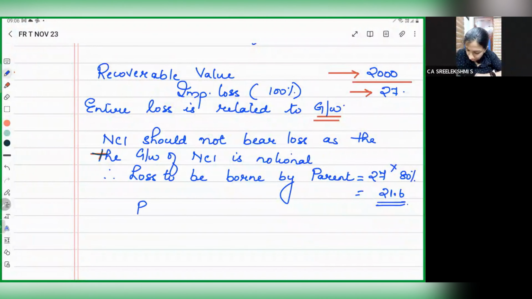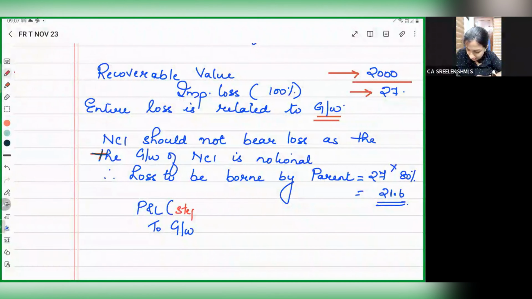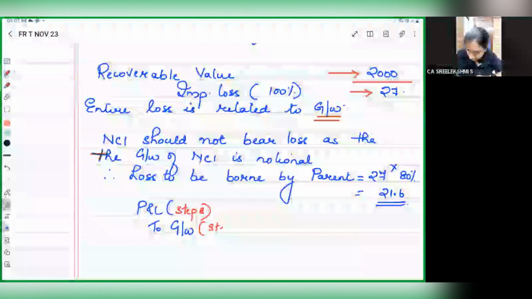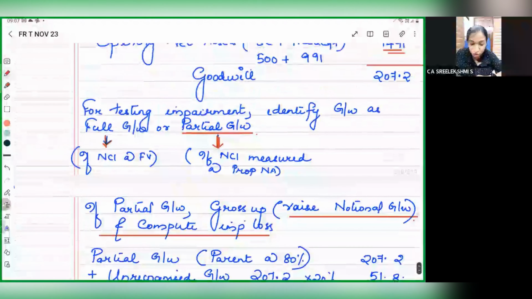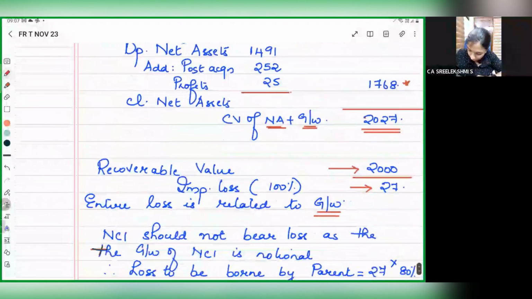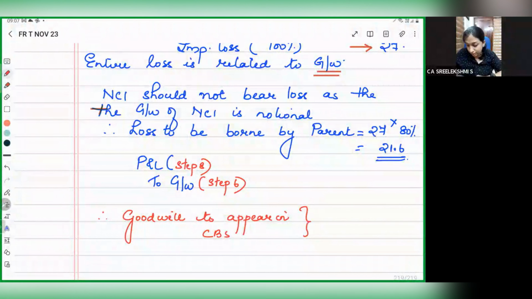So ഇവിടെ entry വരേണ്ടത് P&L to goodwill ആണ്. P&L in which step? Parent ന്റെ അല്ലേ? So P&L in step number 8. Goodwill step number 6. So goodwill നമ്മൾ measure ചെയ്തു 207.2. Therefore goodwill to appear in consolidated balance sheet.